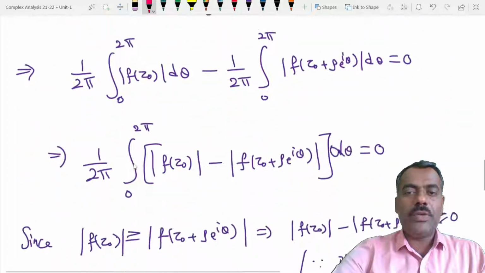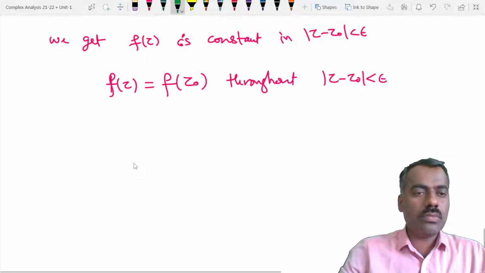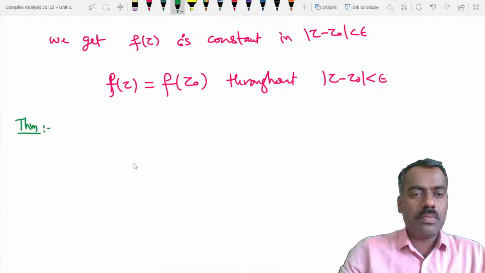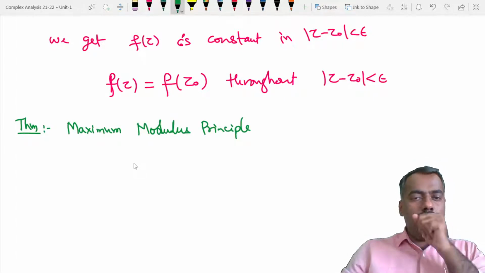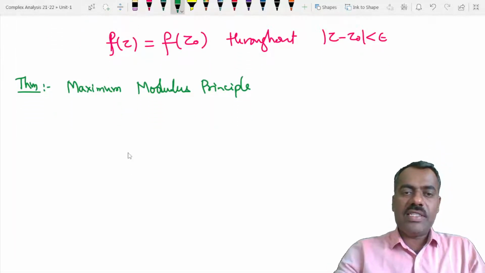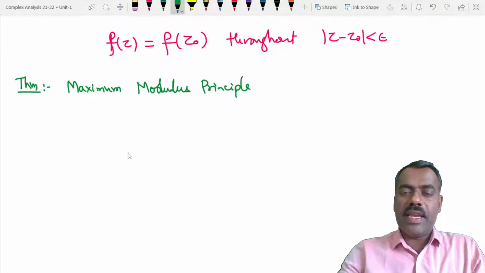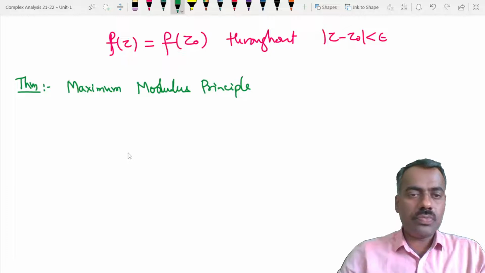Now we are ready to prove the maximum modulus principle. So let me state the maximum modulus principle theorem. What it says is that if a function f is analytic in a given domain D, then it cannot have a maximum value in that domain. So that is the statement.